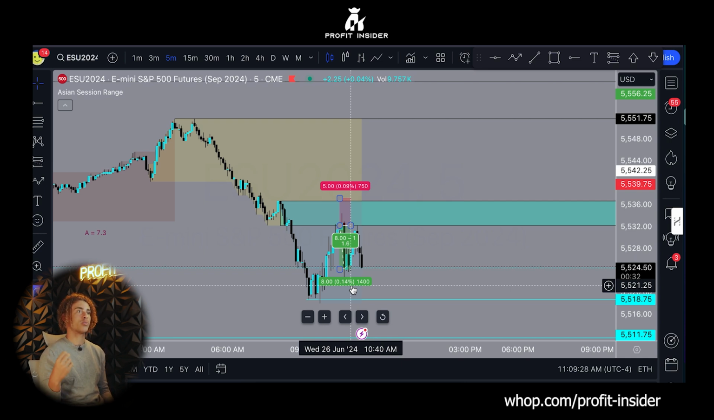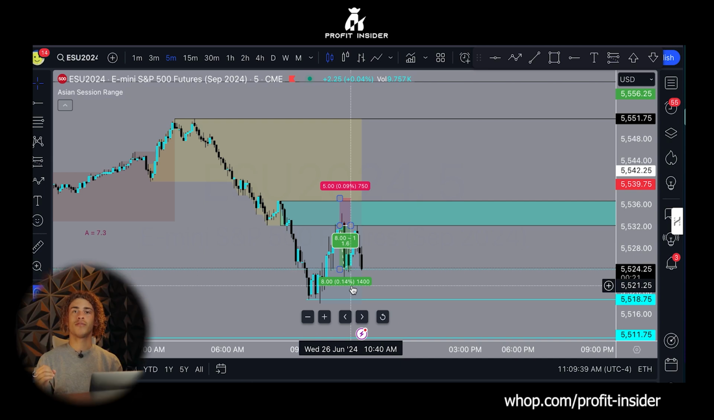Confluence is simply just a reason to enter a trade. So you either have 1 reason to enter a trade or you have 5. The more confluences you have per trade, the better, because that means you have more reason to get into the trade and you also have more confidence to get into the trade.